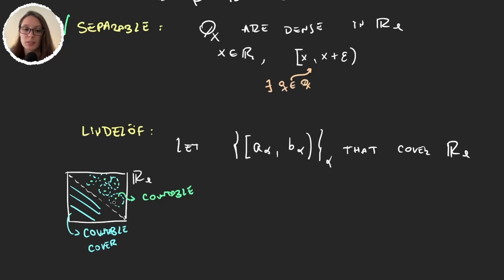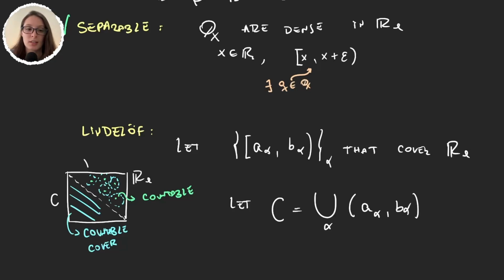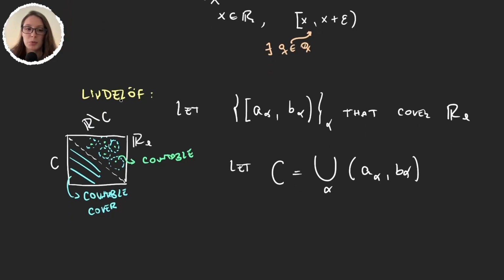So let's do this. The way we're going to separate this space is by defining some set C to be the union over all the alphas of, instead of the half-open intervals, the open intervals (a_alpha, b_alpha). And the separation of the space that I mentioned is going to be C and RL minus C. So now let's first prove that R minus C is countable.